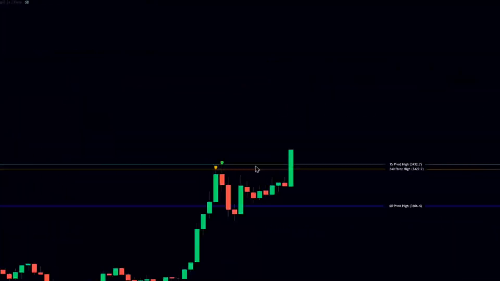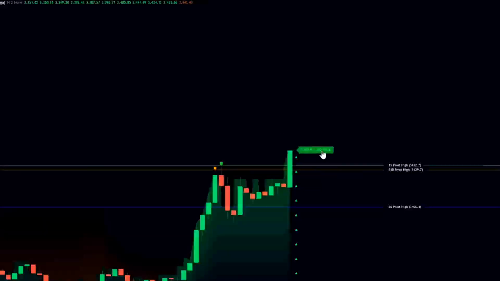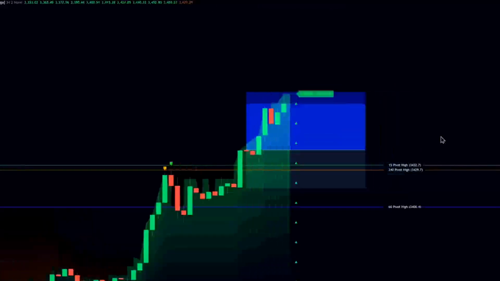In this long trade, the price broke and closed above a 15-minute pivot high. During the break, the upward probability was 100%. The trade was profitable as well.